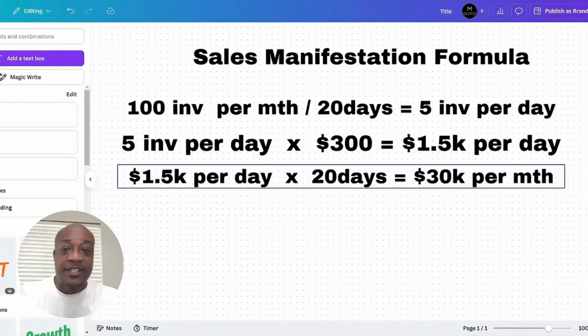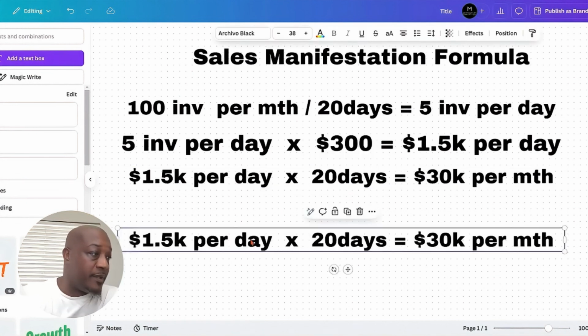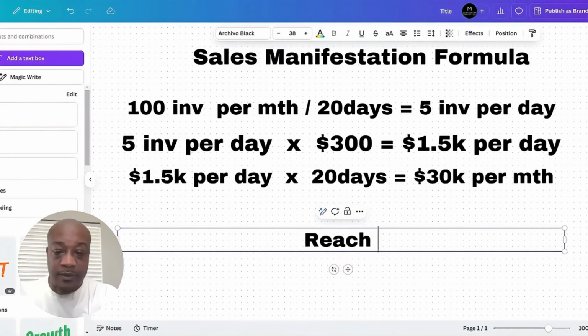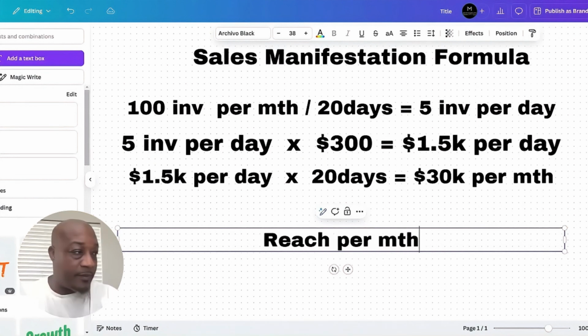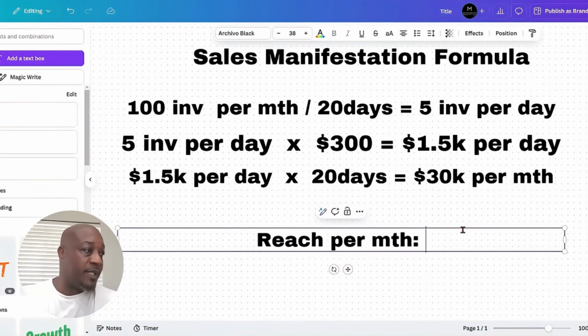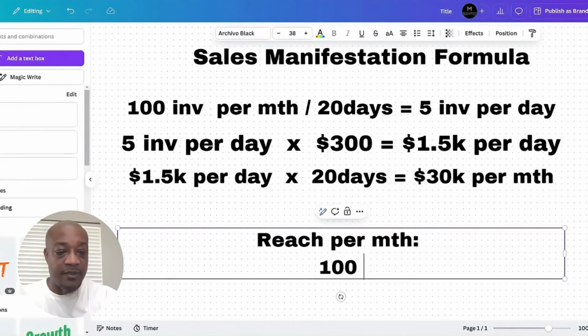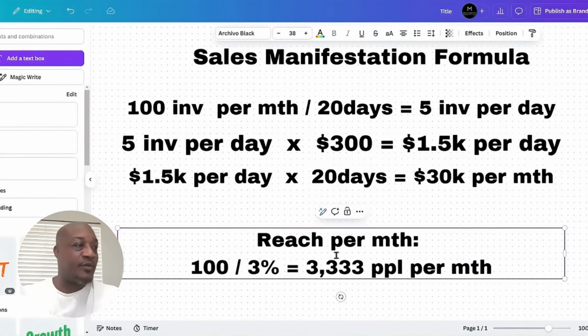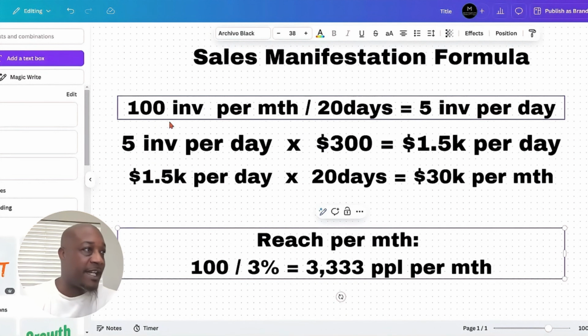The industry standard, there's a 3% conversion rate. So what you need to do is figure out your reach per month, and that is going to be 100 divided by 3% equals, let's pull the calculator back out, 3,333 people. That's how many people you need to reach in order to be able to close that out.